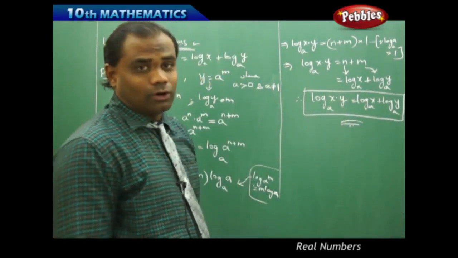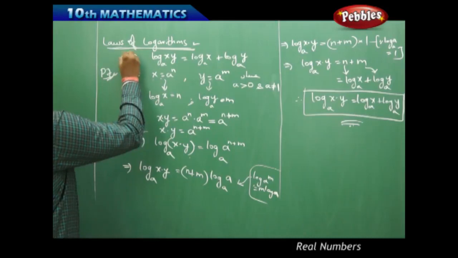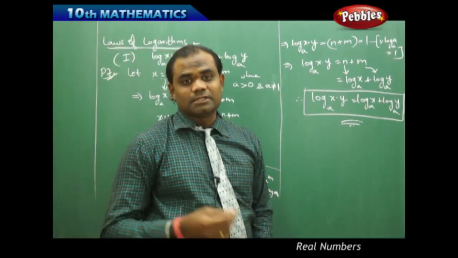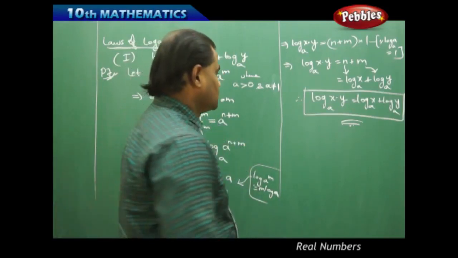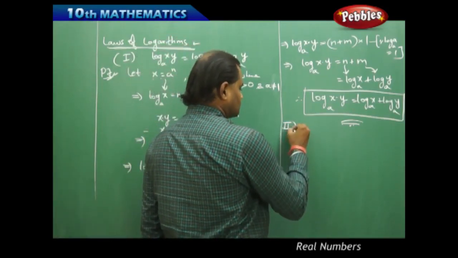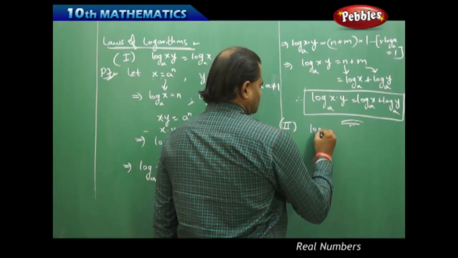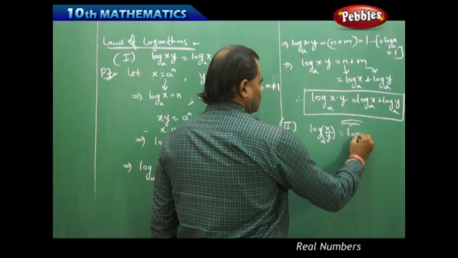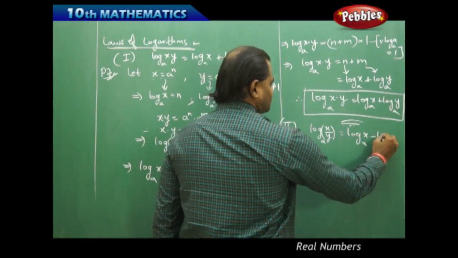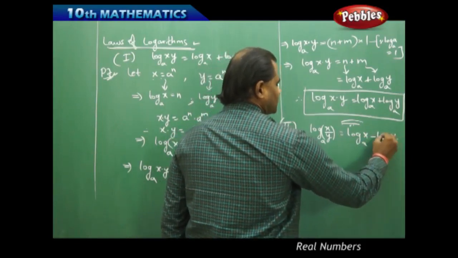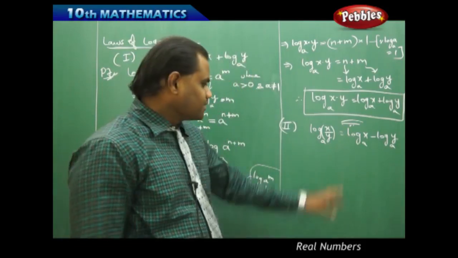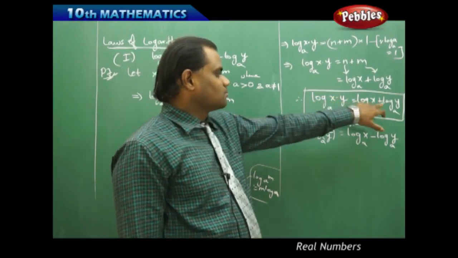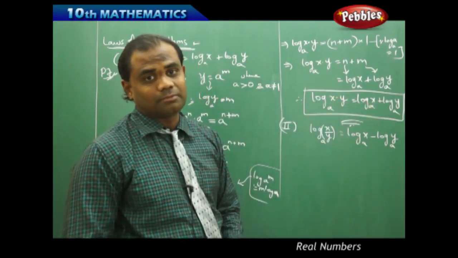Now, coming to the second law, the first law of logarithm is what we have seen in the previous case. Similarly, we will see the second law of logarithm, which states that log x by y to the base a will be log x to the base a minus log y to the base a. So when I take the division it comes out as subtraction, and the multiplication comes out as addition, is how we understand the properties.